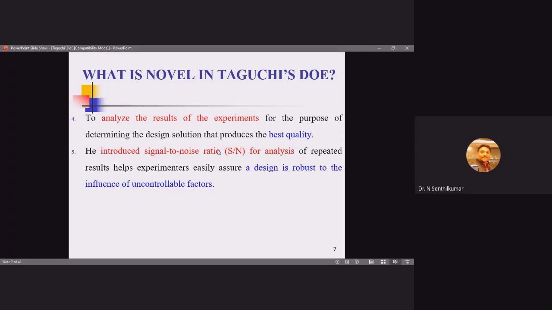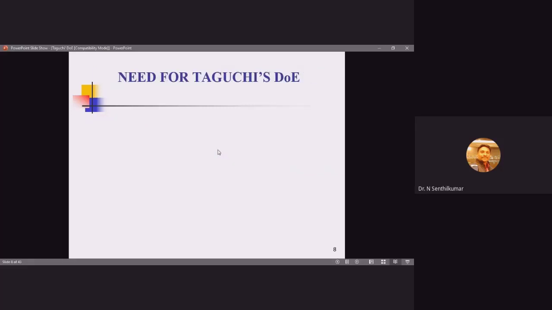Right? So by using this signal to noise ratio, you are able to identify the uncontrollable factors. Some factors we call controllable factors, and some factors we call uncontrollable factors. So while selecting the parameters for study, we should be very keen in selecting which factors are controllable and which are not controllable in nature. Okay. Then what is the need for Taguchi's DOE?